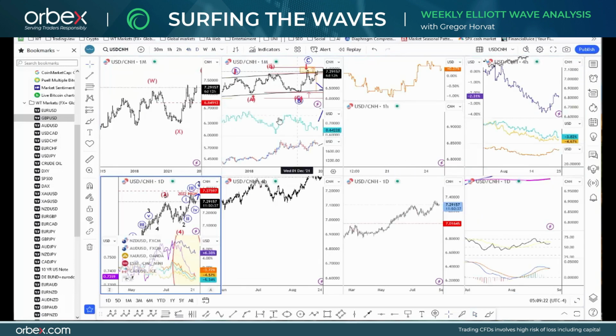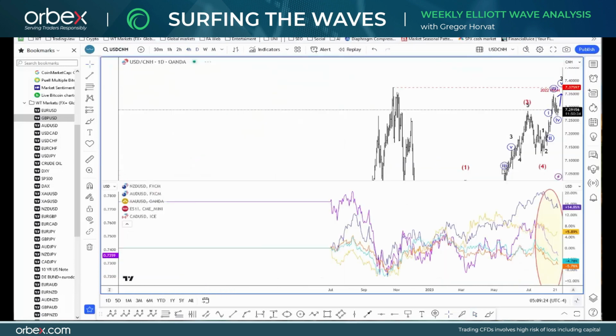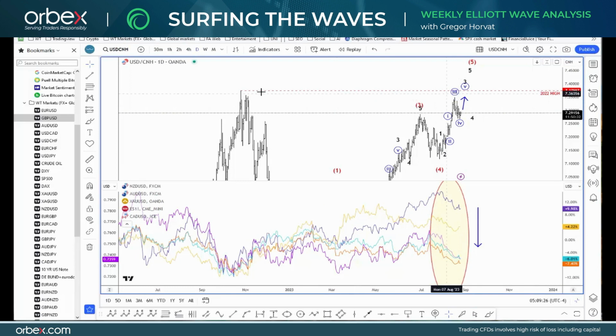Also, don't forget the dollar Chinese yuan, it's consolidating, I believe, so still looking higher, maybe next week towards 2022 highs, and of course AUDUSD in such a case could fall even deeper.